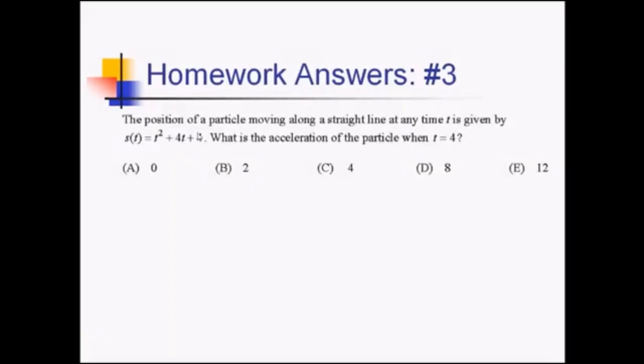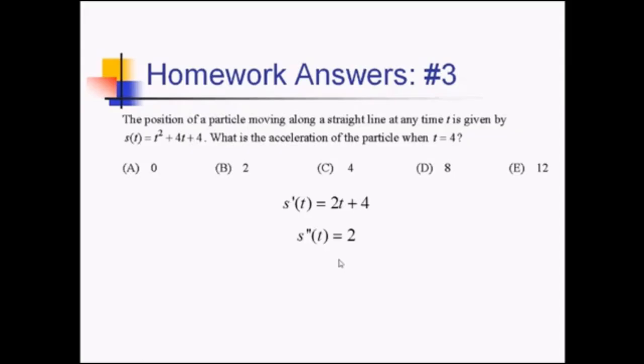For number 3, the position of a particle on a straight line is given by this function here. We want to know the acceleration of the particle at time 4. So for acceleration, we need the second derivative of position. First derivative is going to be s prime equals 2t plus 4. And then the second derivative of that, s double prime, is just going to be 2.